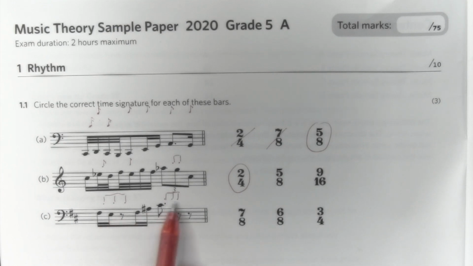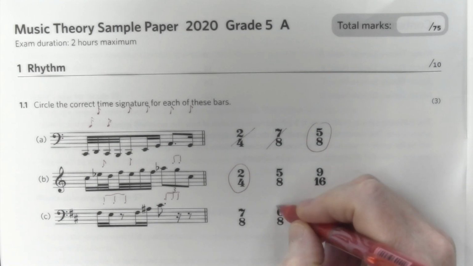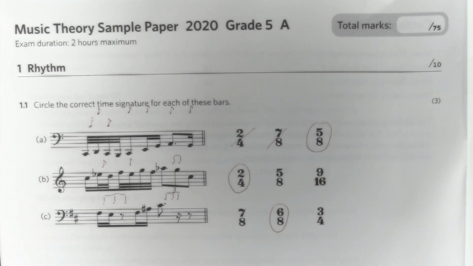Can you see now that this is a 6/8 bar? Because we have 1, 2, 3 and 1, 2, 3. It's a compound time where the quavers are grouped in 3, as opposed to the simple time where the quavers are grouped in 2. Done. Easy. I hope this was useful.